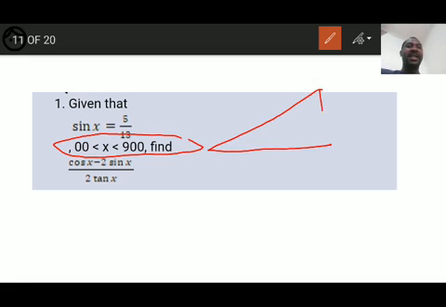We have our sine x. This is our right angle triangle. Sine x is opposite over hypotenuse. If this is my angle x, the opposite here will be 5 and the hypotenuse will be 13. So the same thing, and so we find the adjacent. Let me use A also for the adjacent.